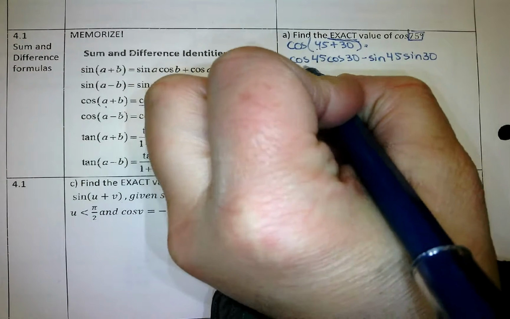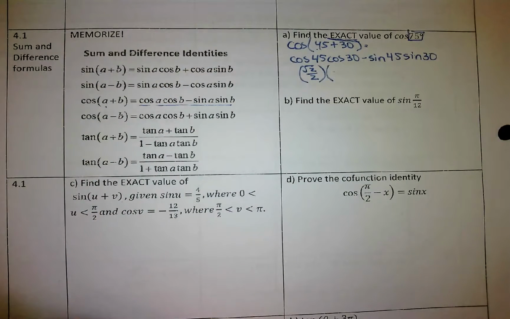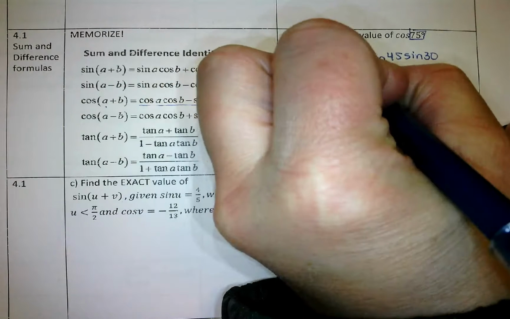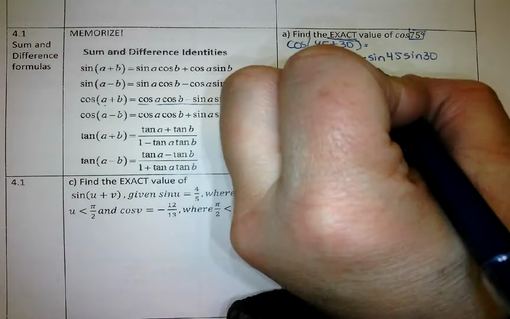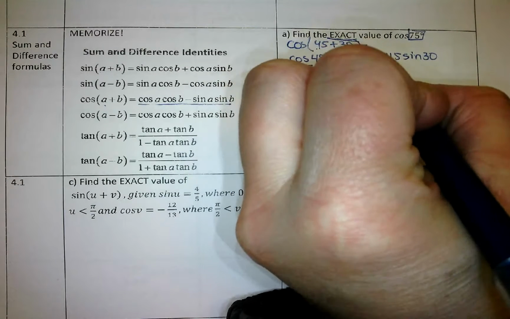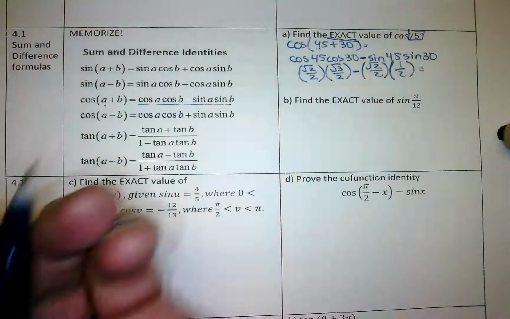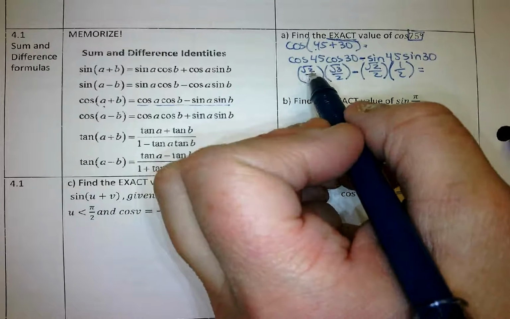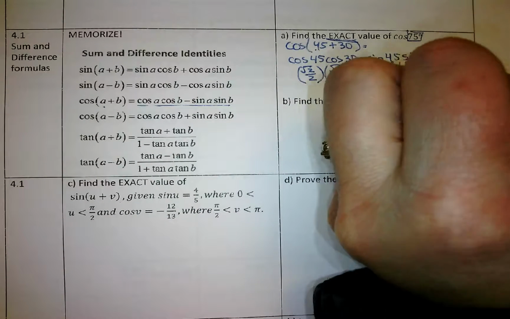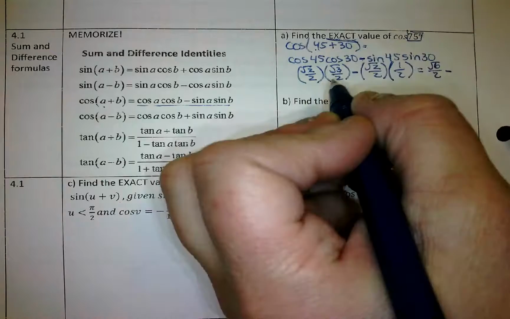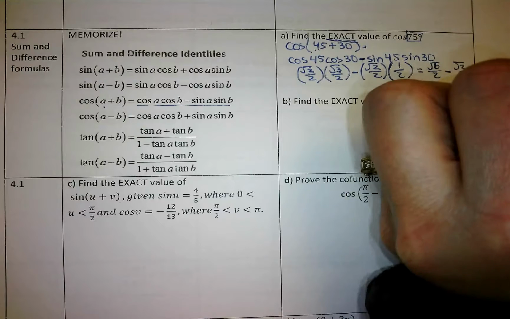Okay, so cosine of 45 is square root of 2 over 2. Cosine of 30 is square root of 3 over 2. Minus, okay, there's that minus sign. Sine of 45 is square root of 2 over 2. And sine of 30 is 1/2. So now we're just going to simplify. We're multiplying straight across. Square root of 2 over 2 times square root of 3 over 2 is square root of 6 over 2 minus square root of 2 over 2 times 1/2 is square root of 2 over 2.